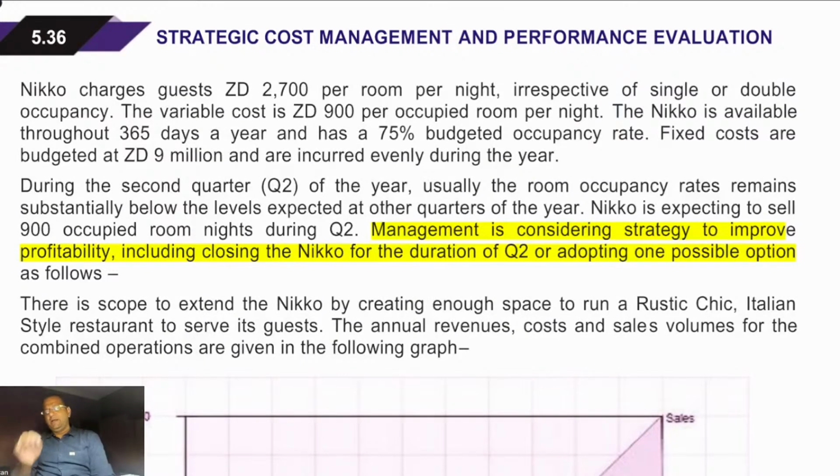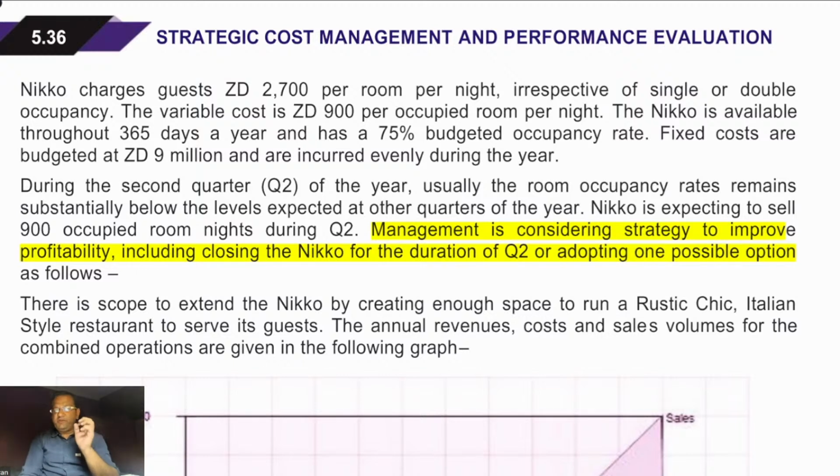Because fixed cost will not be avoided during that particular period. Fixed cost will be incurred even in that particular quarter, in which you decide to close down the hotel. So the simple answer is fixed cost will continue to be incurred even in that quarter, but you will lose contribution on 900 occupied rooms. Therefore, it's not a viable, sensible option.